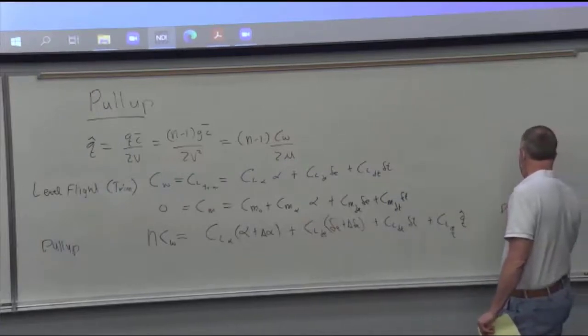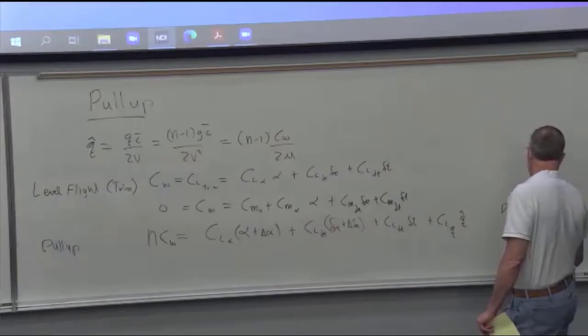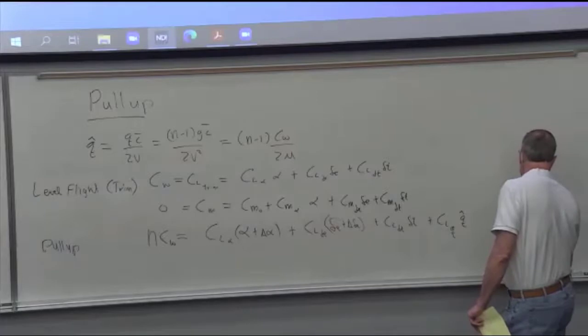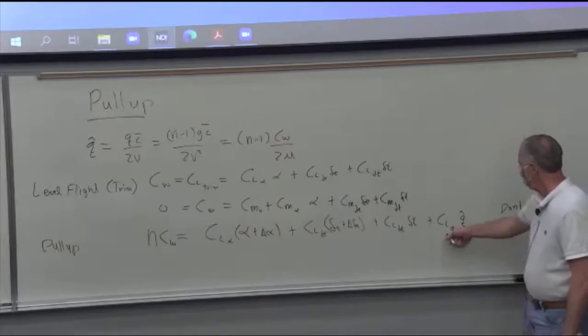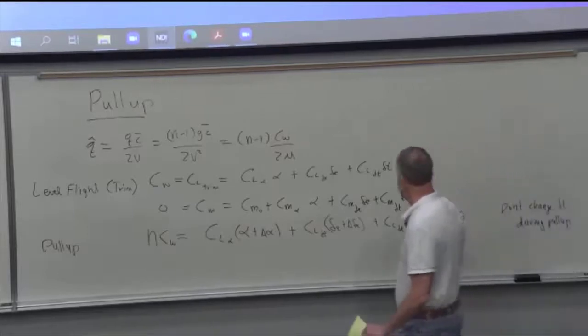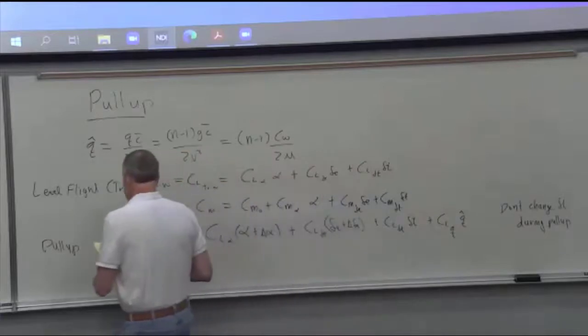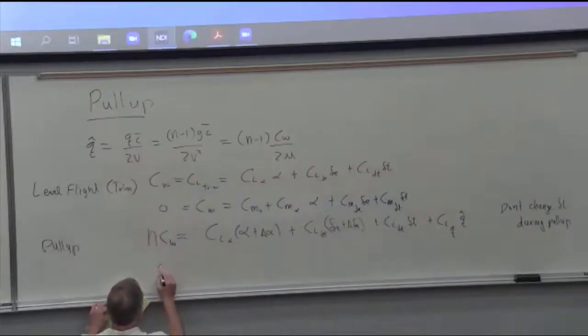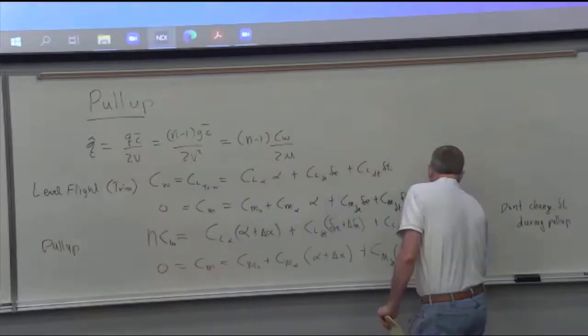So let me rewrite this. Don't change delta T during pull-up. And I'm going to talk about that in a minute. I'm going to draw a picture, but let's just write it there. We're going to say the lift changes, and then the pitching moment is going to change. We still want it trimmed in the pull-up. We still need 0 pitching moment. But this is going to happen at the new angle of attack that gives us the pull-up. And the new elevator.